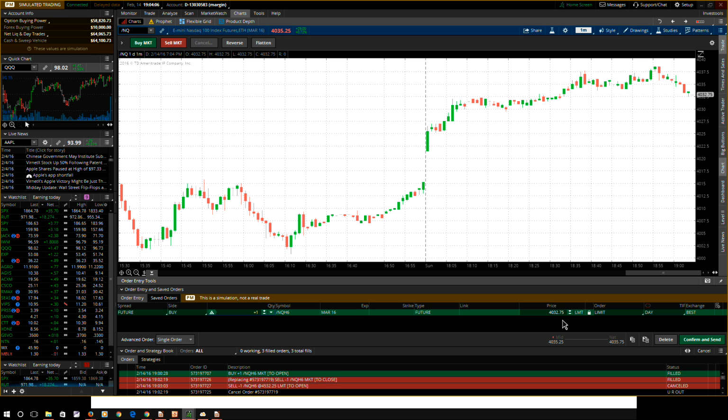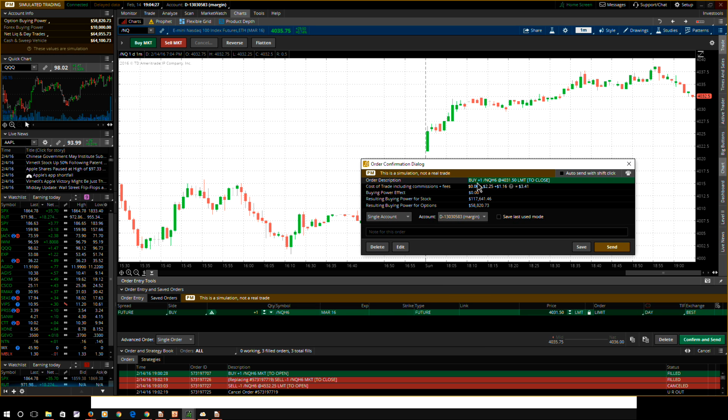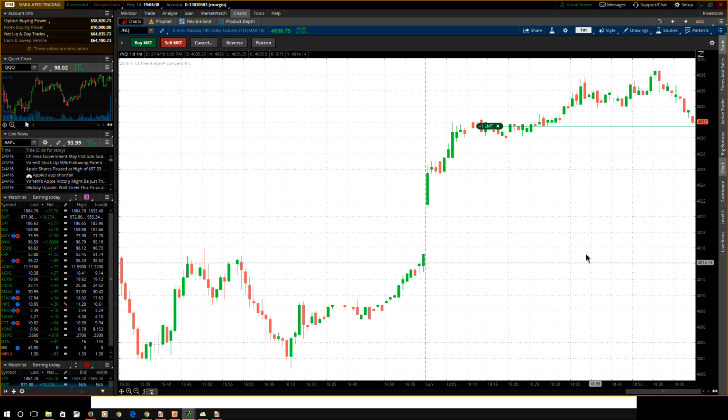It gives me a price that I want to buy it back at. I usually want to buy it back at a lower price than what I sold it for, so I will adjust this down a couple points. I don't know exactly where it was that I sold it, since I'm demonstrating this. And then you do a confirm and send. The order confirmation dialog box pops up for you to verify you're buying 1 contract to close. If you take a closer look, you can see the other ones were to open. This is to close. You just send it.